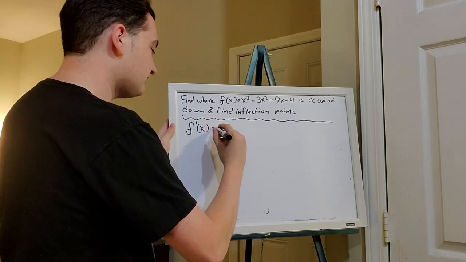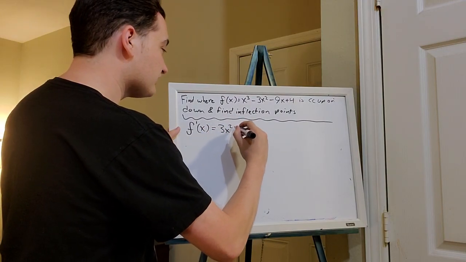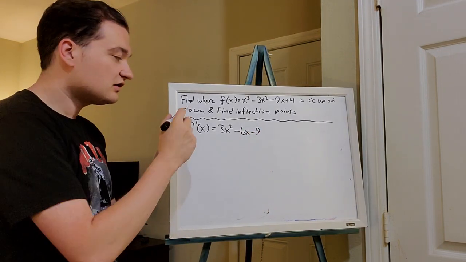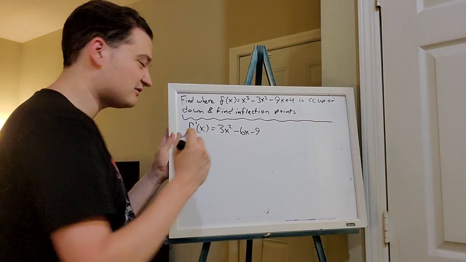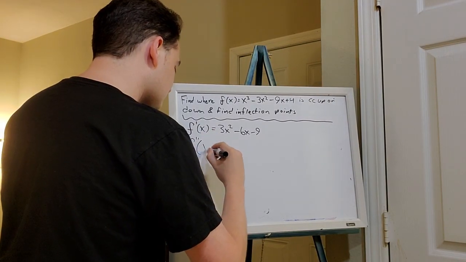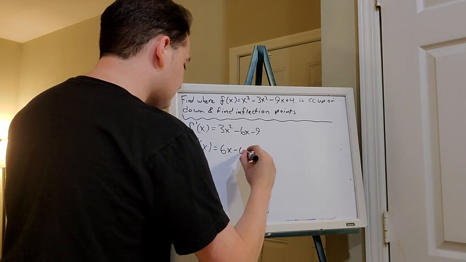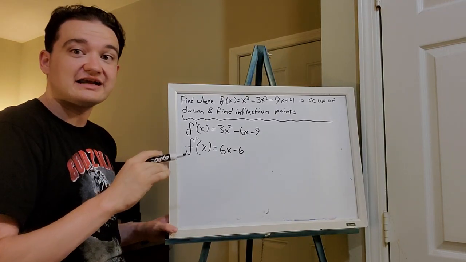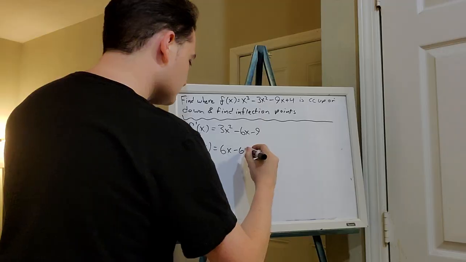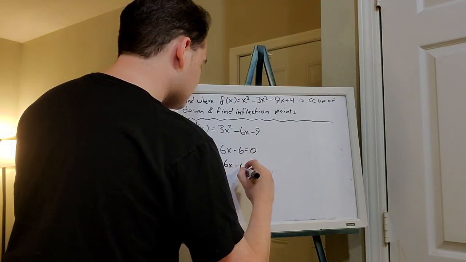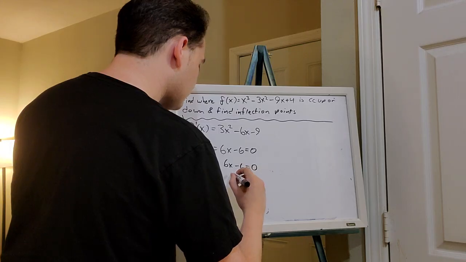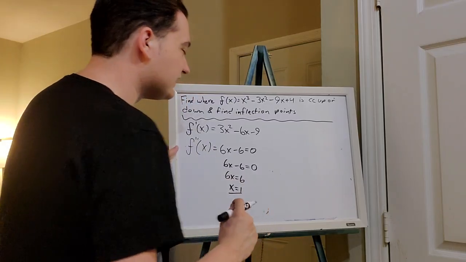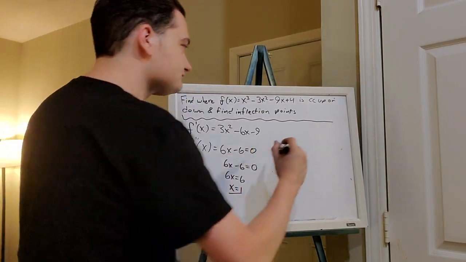Our first derivative is 3x squared minus 6x minus 9. And then, what's our second derivative? Derivative of the first derivative. We take the derivative again. 6x minus 6. Okay. Where can it change from positive to negative? We're going to set it equal to 0. 6x minus 6 equals 0. 6x equals 6. X equals 1. That's the only place.